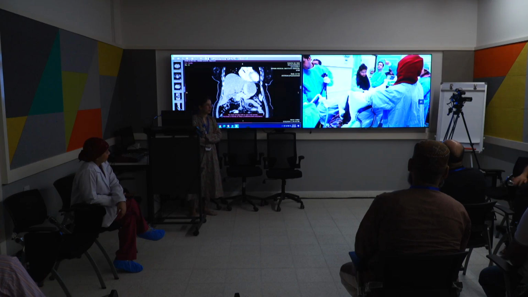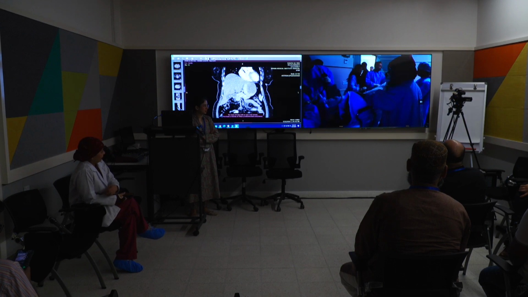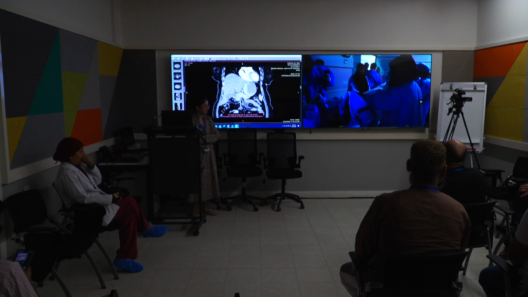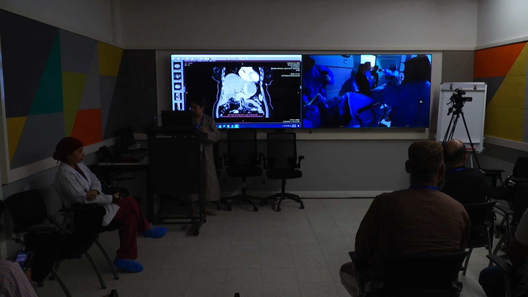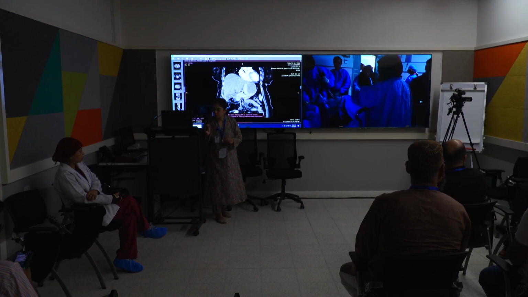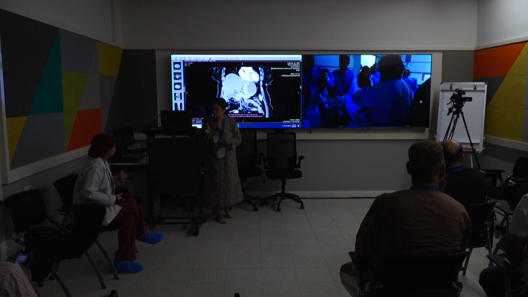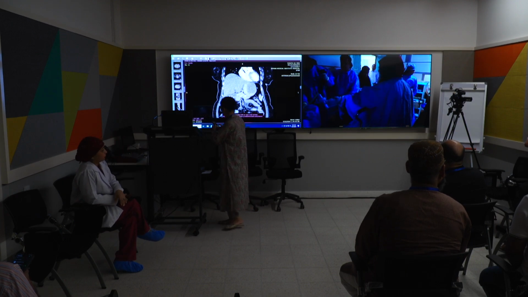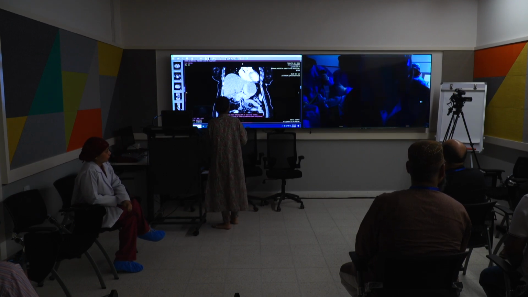So differential, they already talked about leiomyoma. Just one thing about these submucosal lesions on EUS: if you find those in the esophagus, 90% chances are it's a leiomyoma. If you find those in the stomach, 90% chances are they are GIST.